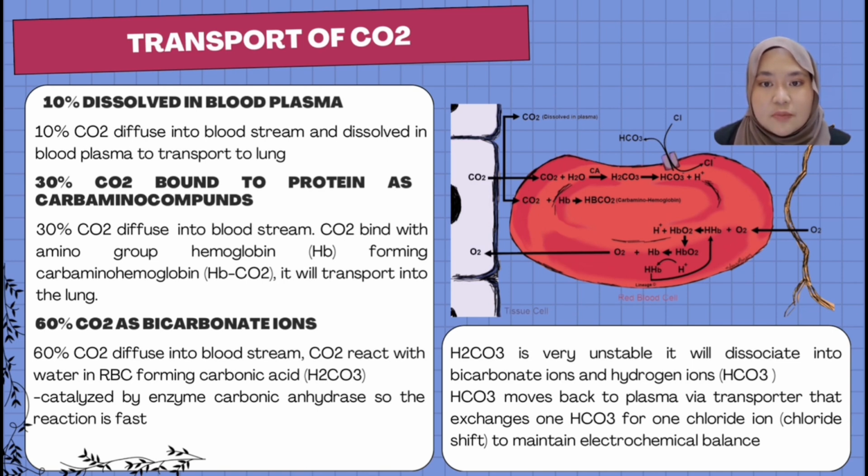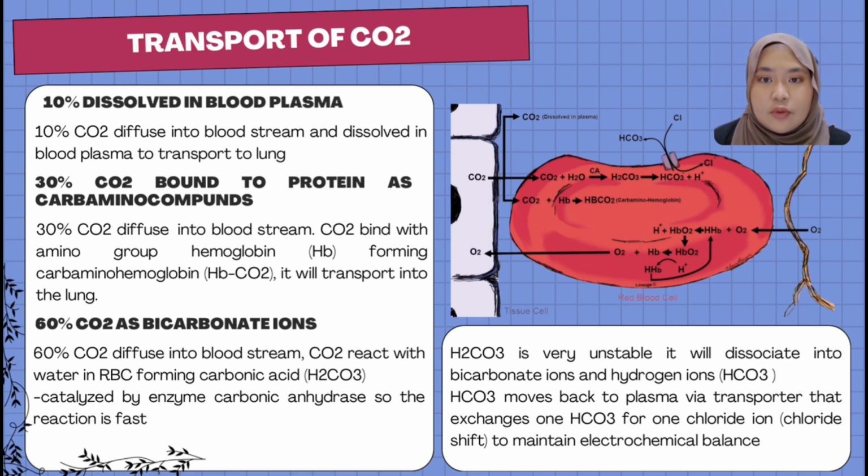And 30% of CO2 will diffuse into the bloodstream and bind with the amino group of hemoglobin to form carbaminohemoglobin, and it will be transported to the lung. 60% of CO2 will diffuse into the bloodstream.